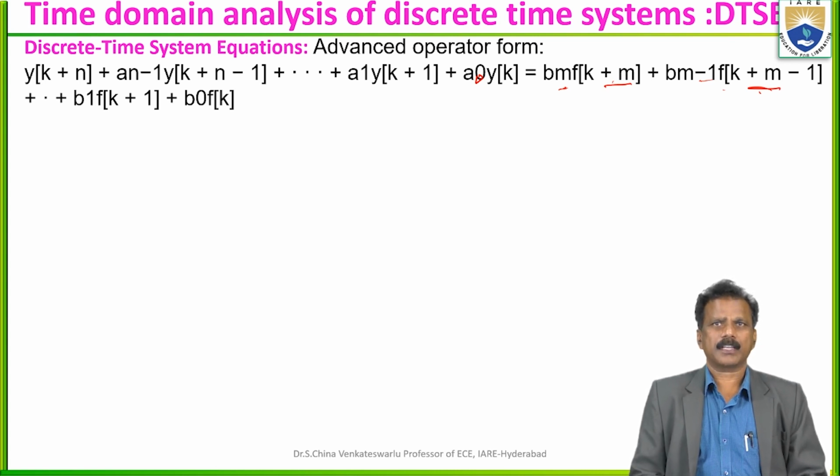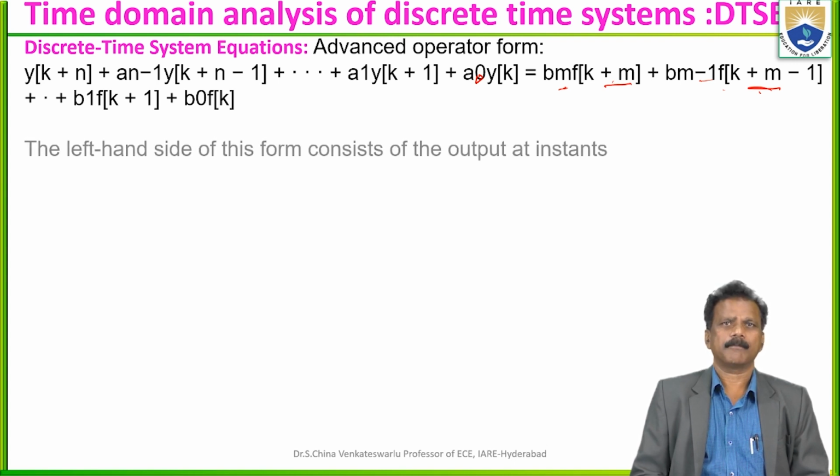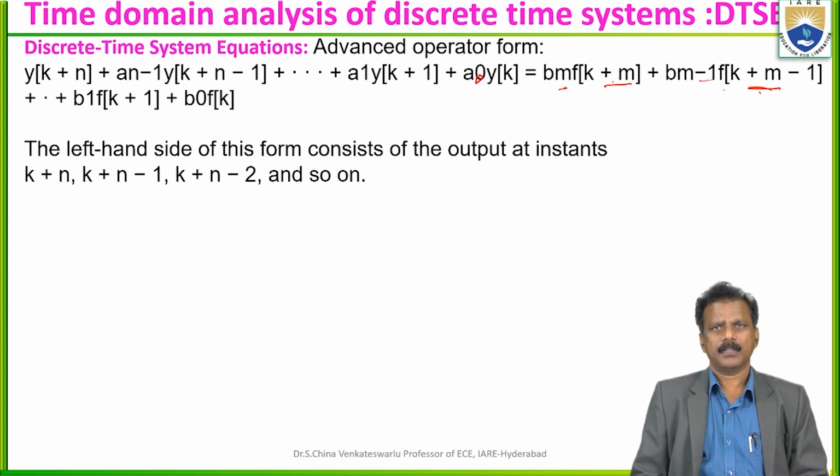Like this, the discrete time system equations in advanced operator form depend on this mathematical notation. The left hand side of this form consists of the output at instants k plus n, k plus n minus 1, k plus n minus 2, k plus n minus 3 and so on.